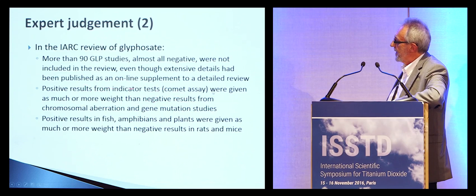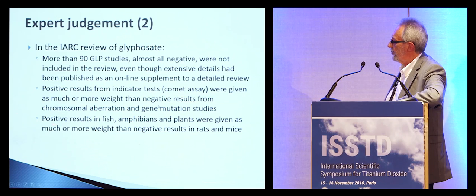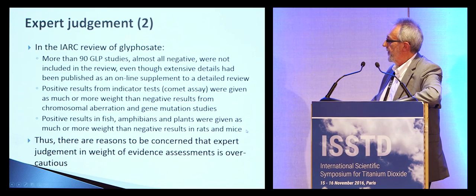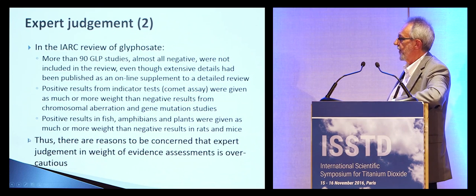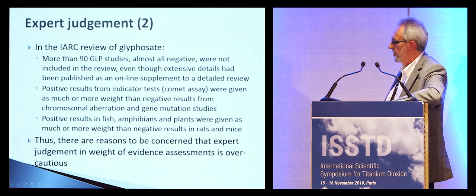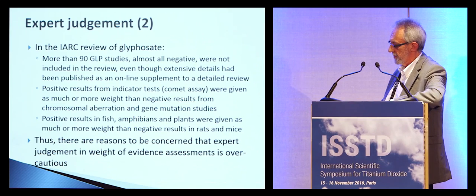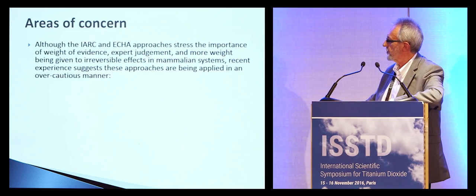Positive results from indicator tests, such as the COMET assay, were given as much or more weight than negative results from chromosomal aberration and gene mutation studies. And positive results in non-mammalian species such as fish, amphibians, and plants were also given as much or more weight than negative results in rats and mice. So there are reasons to be concerned that the application of expert judgment, the application of robust weight of evidence assessments is in fact overcautious.